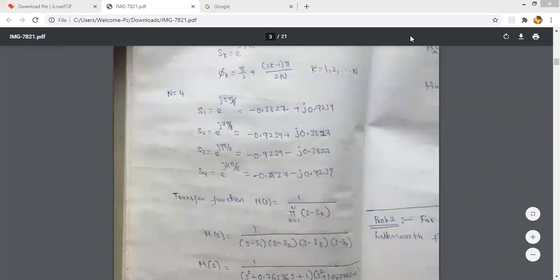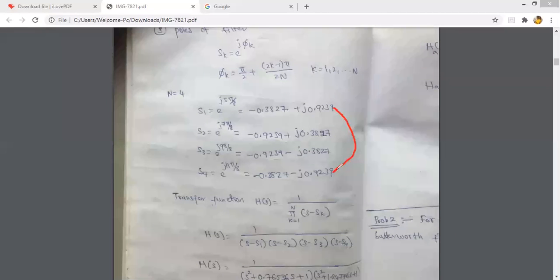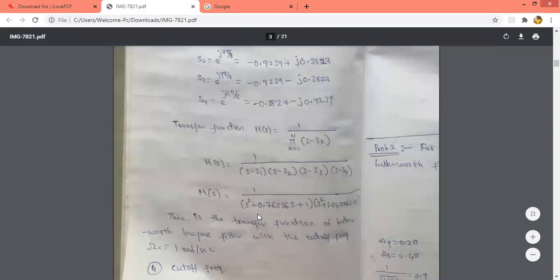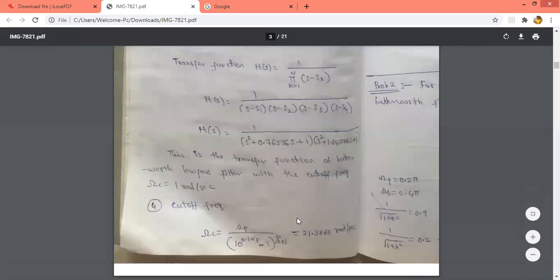When combining, these two poles are complex conjugates, so we combine them. We combine (s minus s1) into (s minus s4), and we get an s square term. Similarly, we combine the other two. You need not multiply all of them; you need not write s power 4. We write only the s square forms, multiplying only the complex conjugate poles. So we got two terms, one s square term and another s square term. So it is s power 4. What is the order now? 4 only, right?